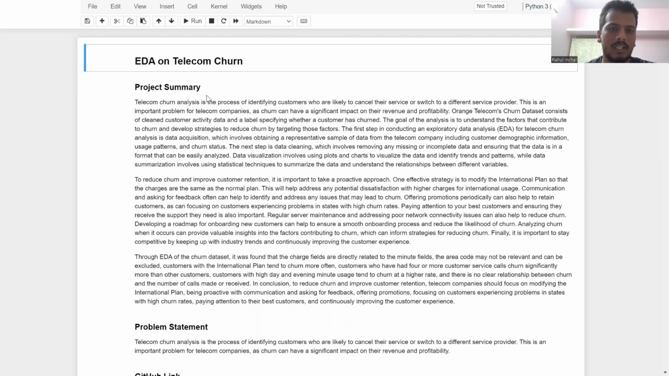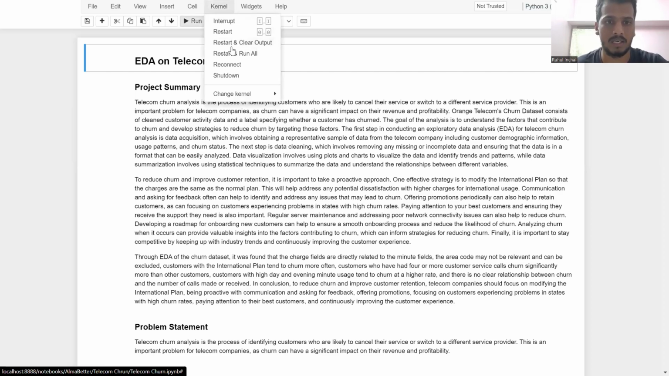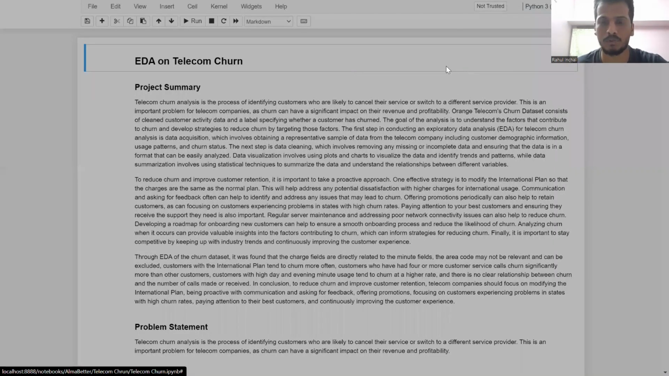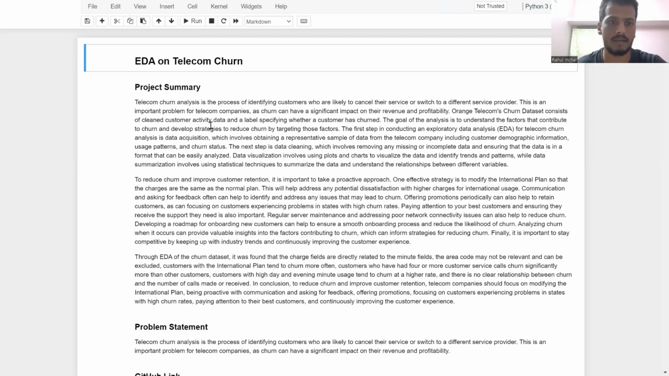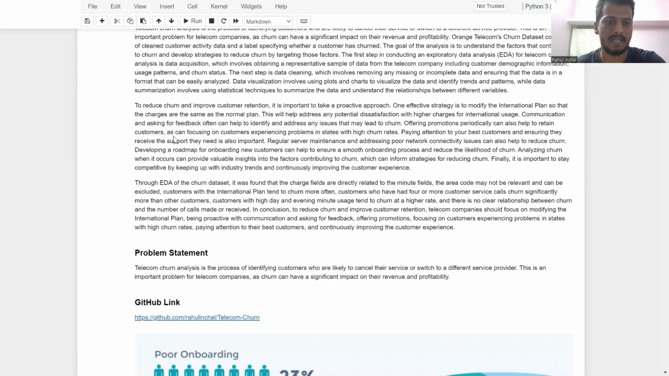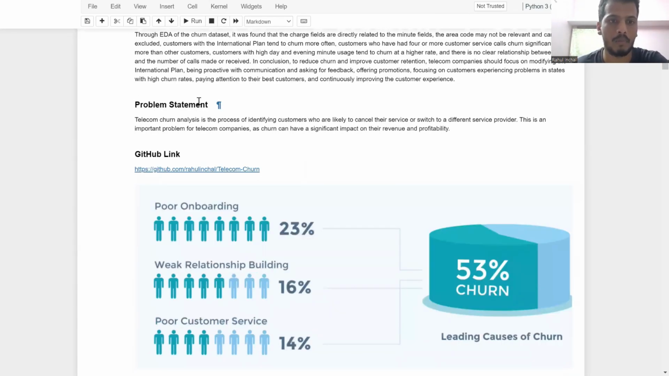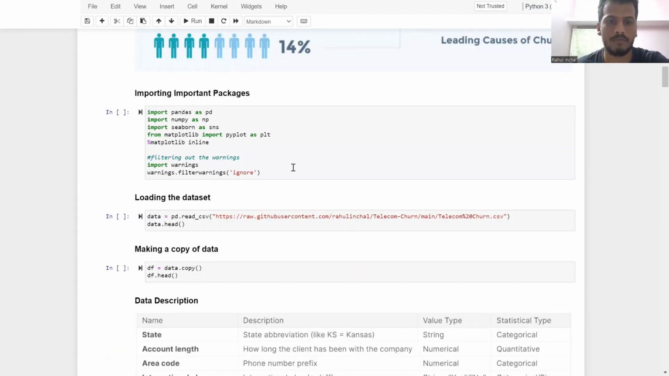So telecom churn is the data set on which I am going to do the exploratory data analysis, and this is my project summary. Before going further, as usual, I am going to clear all my output so that we can see the output simultaneously. And this is my problem statement, and this is my GitHub link. First and foremost, as we all do, I am importing all the important packages and also filtering out all the warnings.